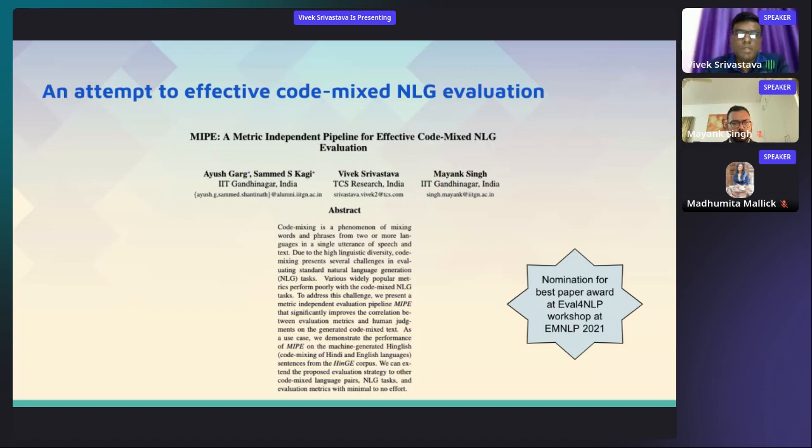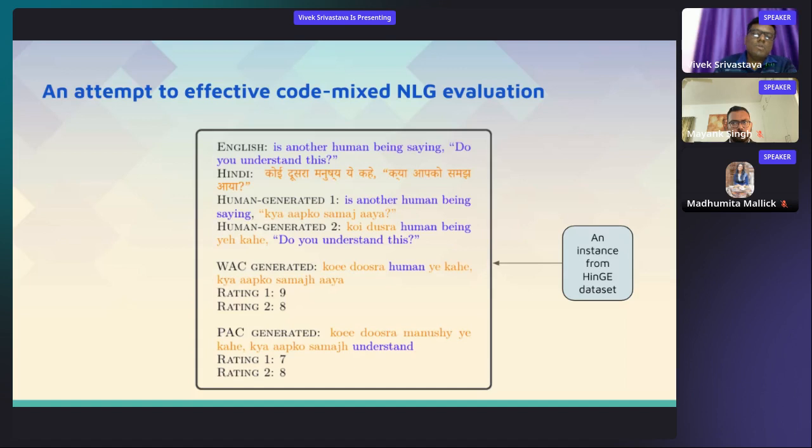We wrote this paper recently where we proposed a metric independent pipeline for evaluation, and we use the Hinge dataset as our evaluation setup. So we have English in the pair, we have a human generated sentence, and two algorithmic generated sentences. In this entire setup, we will consider these two algorithms, WAC and PAC, as the source of generating the sentence, or as the code mix NLG generator.